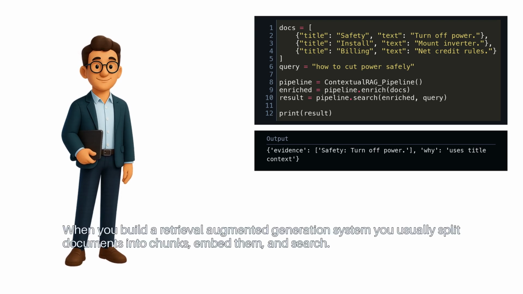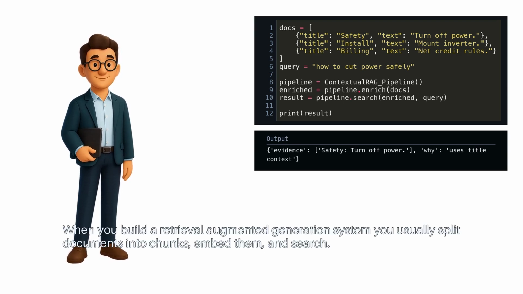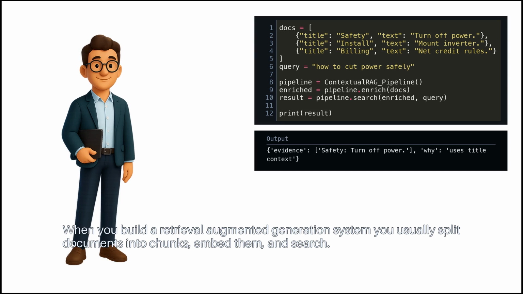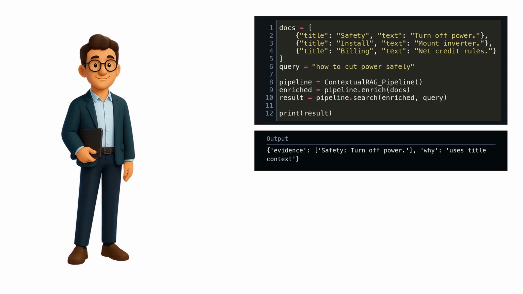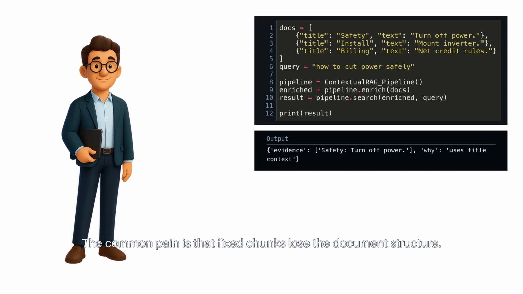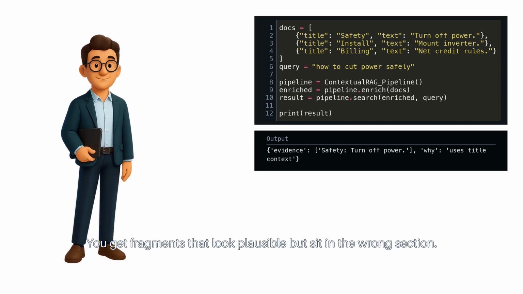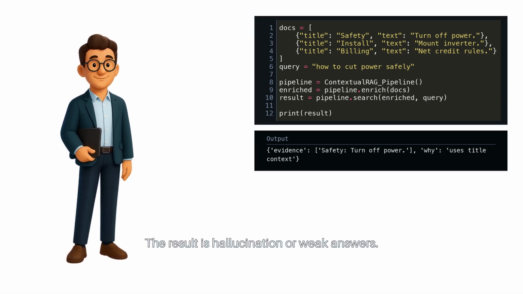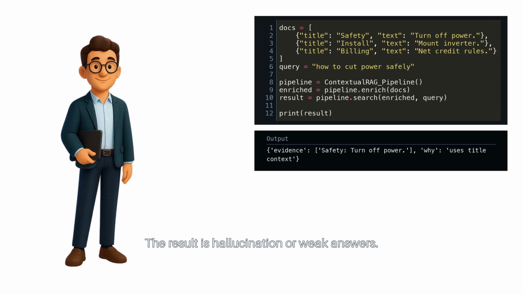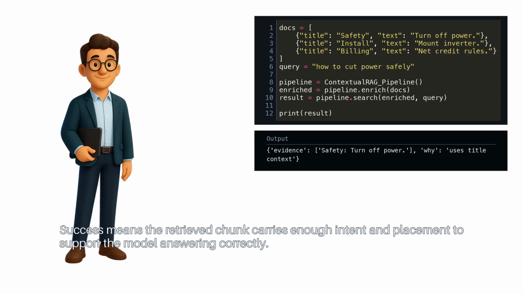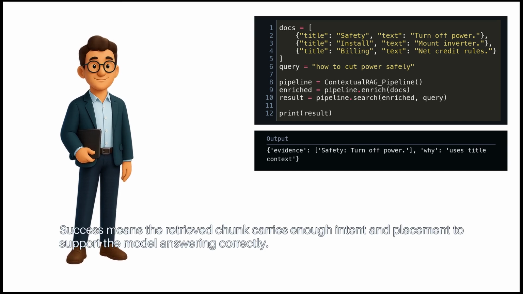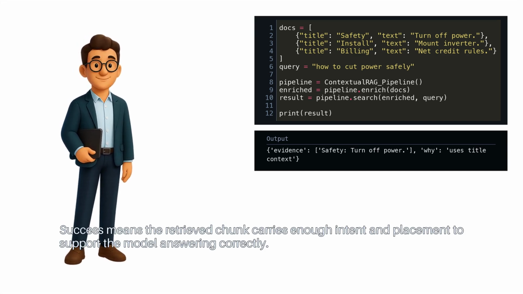Context first. When you build a retrieval augmented generation system, you usually split documents into chunks, embed them, and search. The common pain is that fixed chunks lose the document structure. You get fragments that look plausible but sit in the wrong section. The result is hallucination or weak answers. Success means the retrieved chunk carries enough intent and placement to support the model answering correctly.